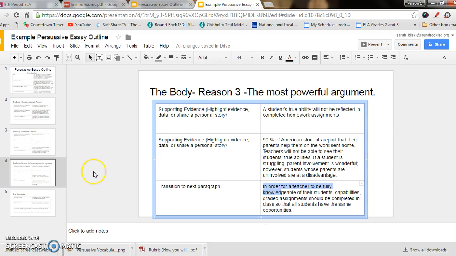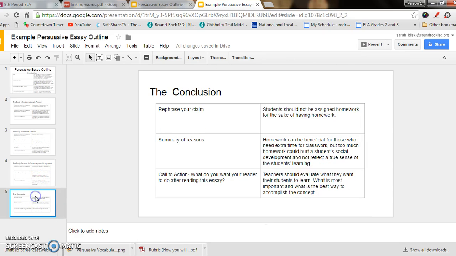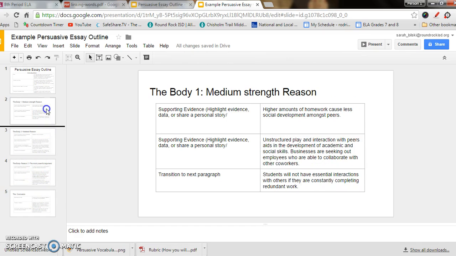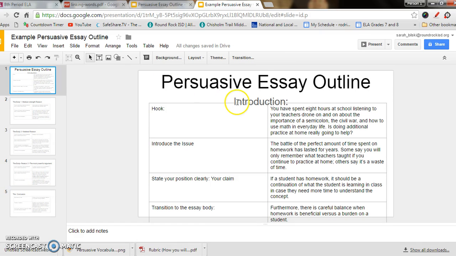After you have finished your transitions and all the boxes are filled on your persuasive outline, you may create a document in Google Classroom and type your rough draft.